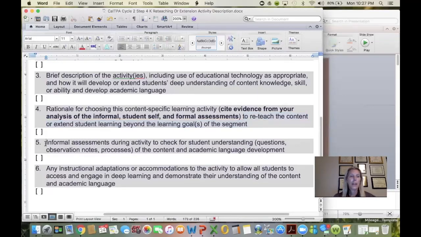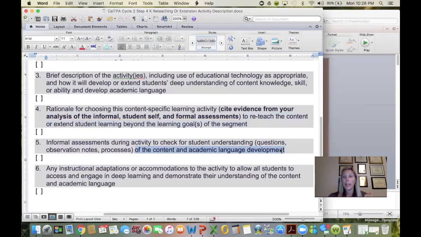And then number 5, informal assessments during activity to check for student understanding of the content and academic language development. So what are your informal assessments going to be during this lesson? They could be similar to the informal assessments you used previously. You may want to tweak them a little bit if they didn't work effectively for you.